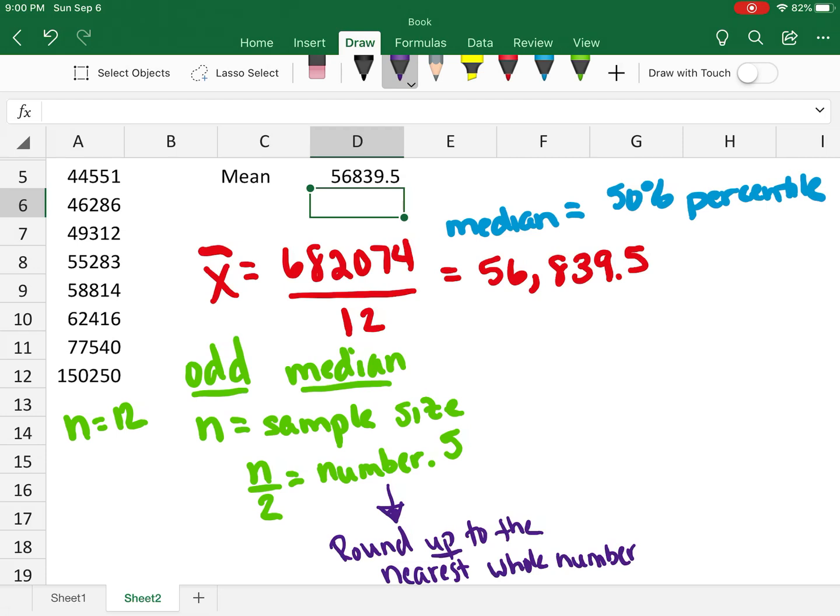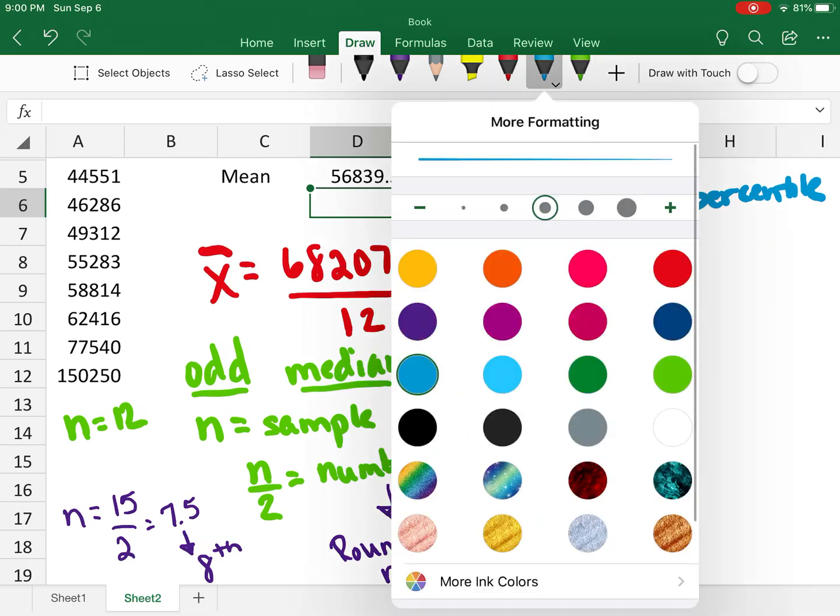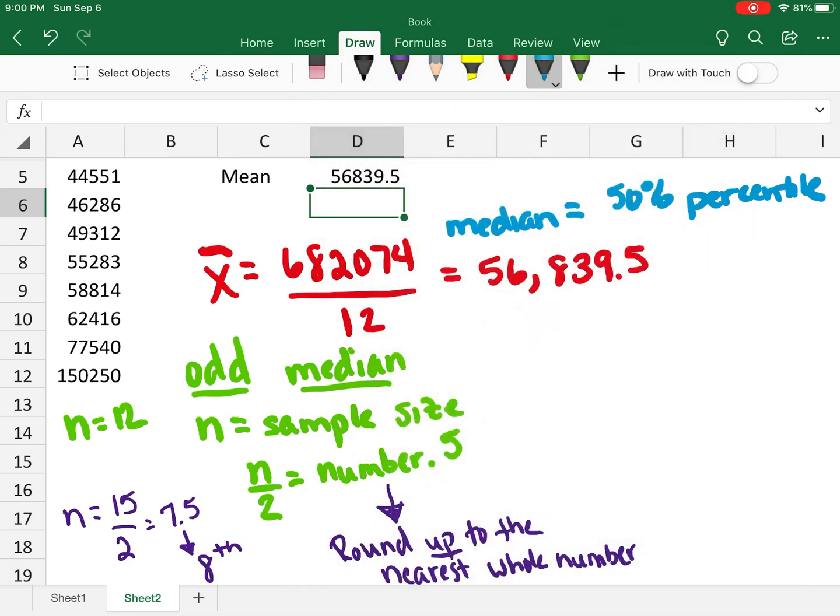So for instance, if we would have had an odd number like n equals 15, we divide 15 by 2, we get 7.5. We round this up to the nearest whole number, which would be 8. That means that the 8th value, or the 8th observation, is going to be my median. If you look at this data set that we're dealing with right now, our n is an even number. So we have an even data set.